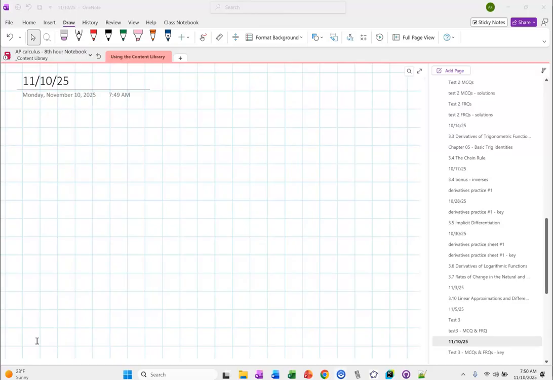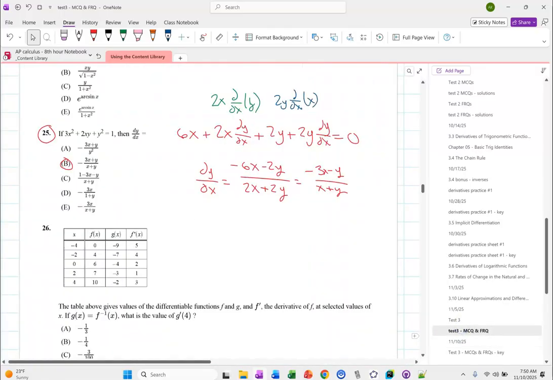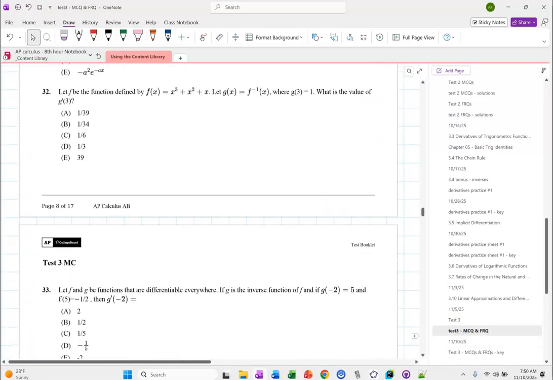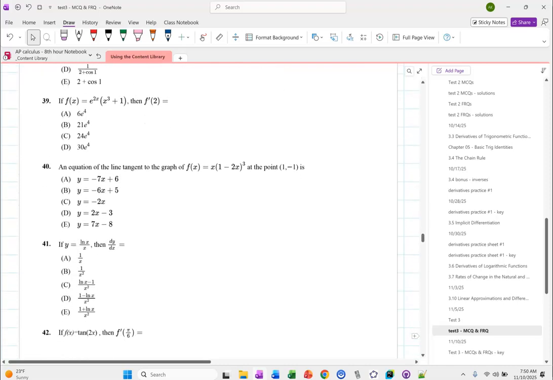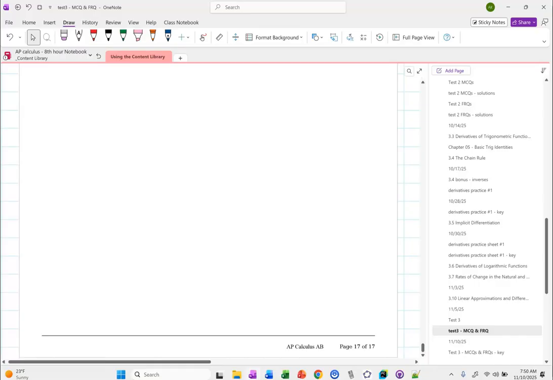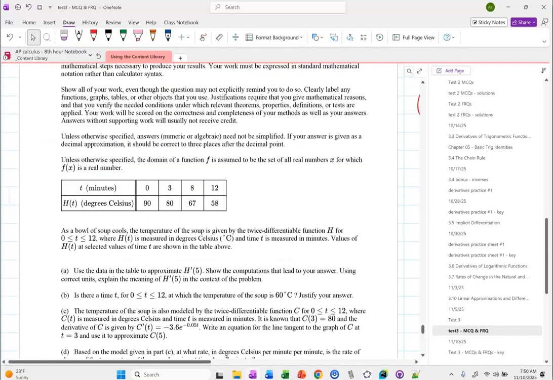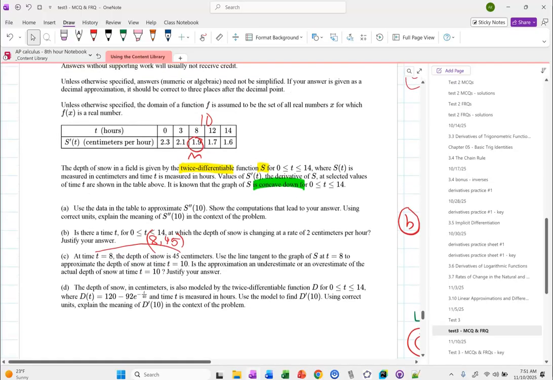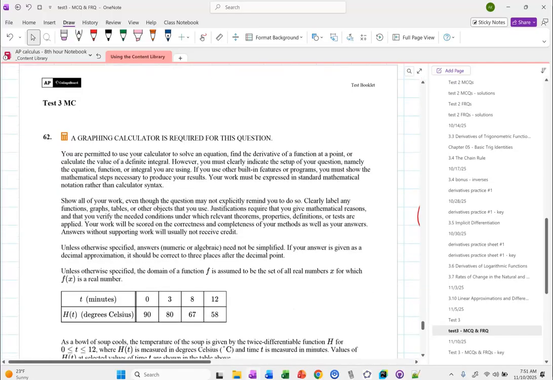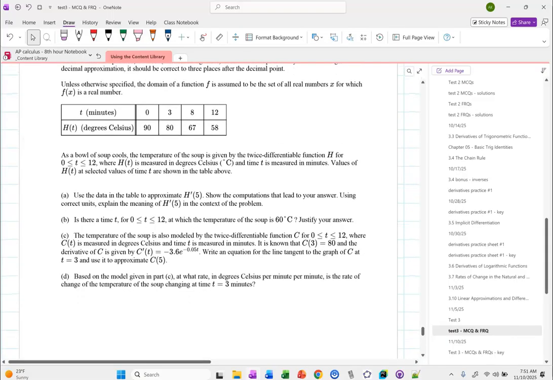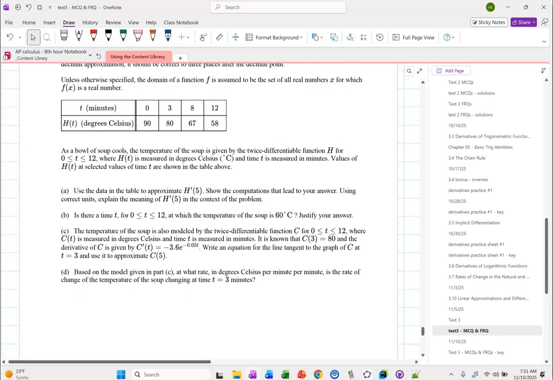Peyton: Could you maybe do one of the effort cues, or like the ones where it gives you a little table of values? Scroll down. So we did this one the other day, right? So you want to do this one then? Is that what you're asking for? Yeah. Okay. All right. It says, as a bowl of soup cools.